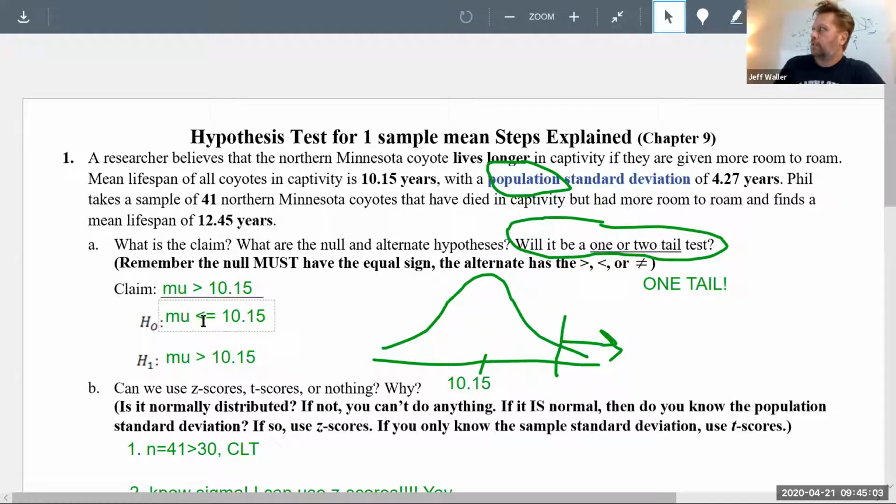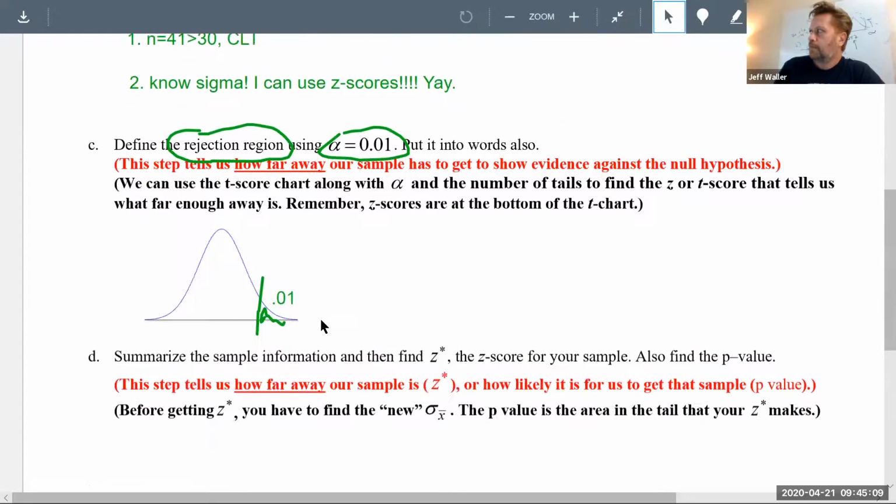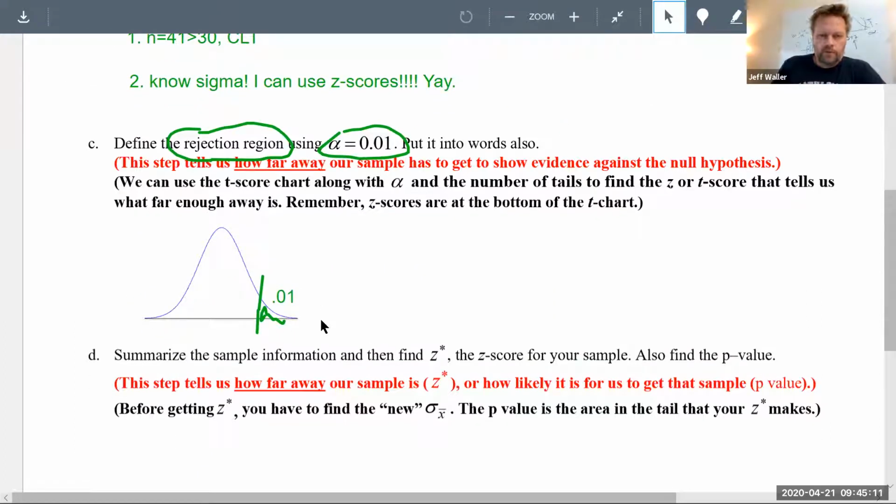That's why we put the thing that has an equal sign up here, because we cannot show evidence for equal to something. I like it. Love it. So let me see.